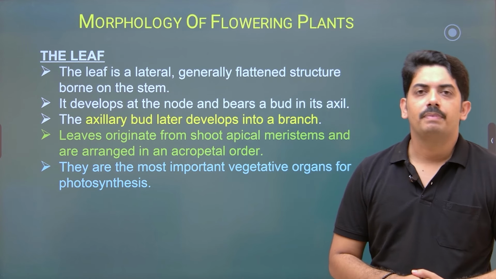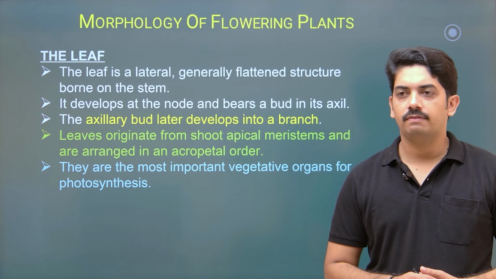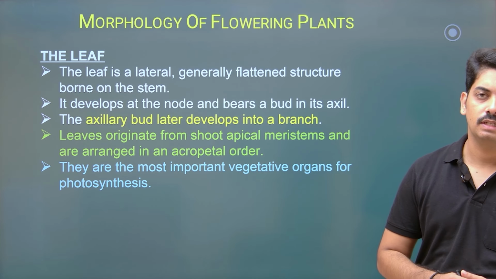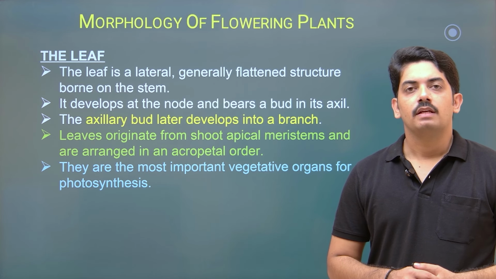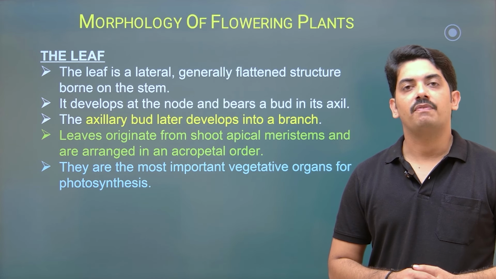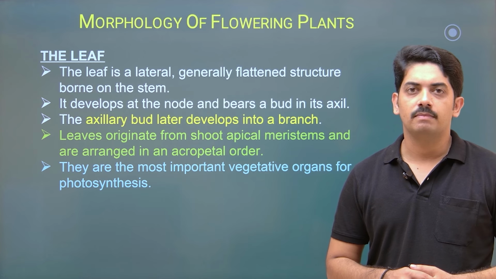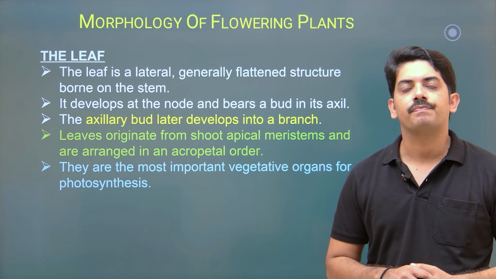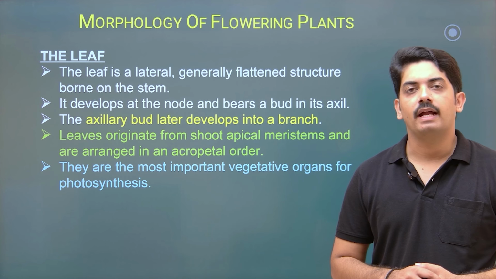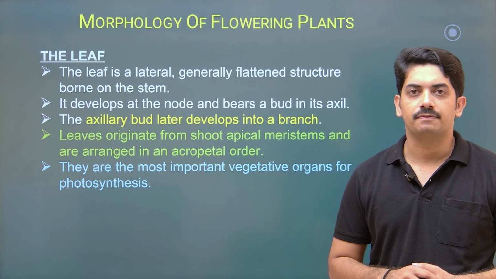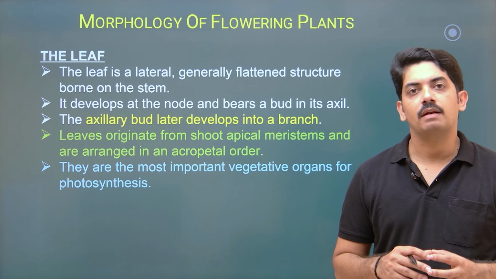Next part of the topic is leaf. Leaf is the lateral, generally flattened structure borne on the stem. And this leaf in its axil consists of axillary buds. Leaves are usually attached to the stem with the help of petiole. Sometimes leaves are directly attached to the stem, and that we call a sessile leaf. If petiole is present, then leaves are petiolate.